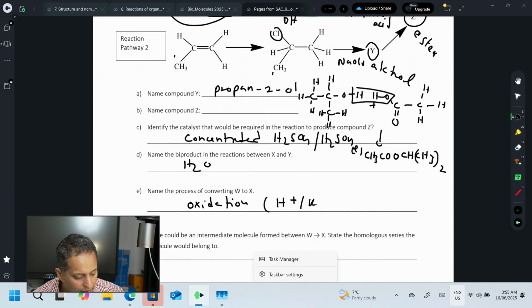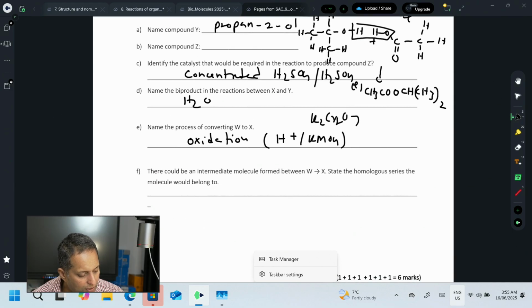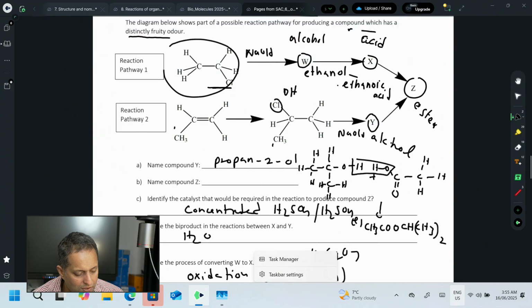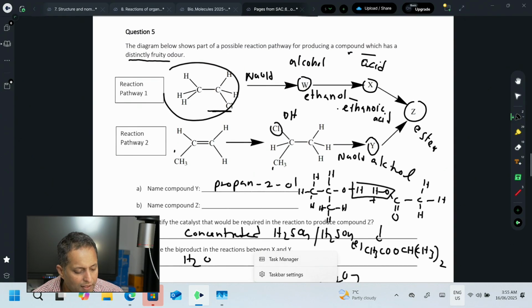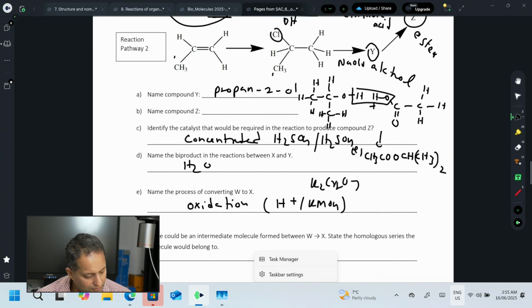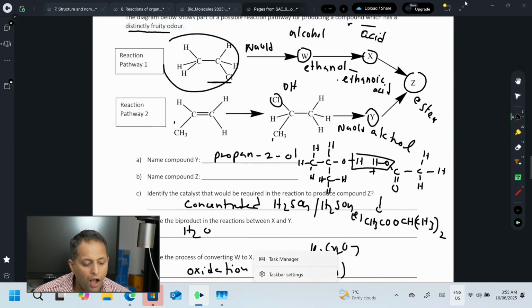Okay, what do you need to add to make that oxidation reaction happen? Acidified KMnO4, right? Acidified potassium permanganate or potassium dichromate. All right, that's done. There could be an intermediate product in W to X. What is W to X? Alcohol to carboxylic acid. There could be an intermediate product, and they ask which homologous series it belongs to.